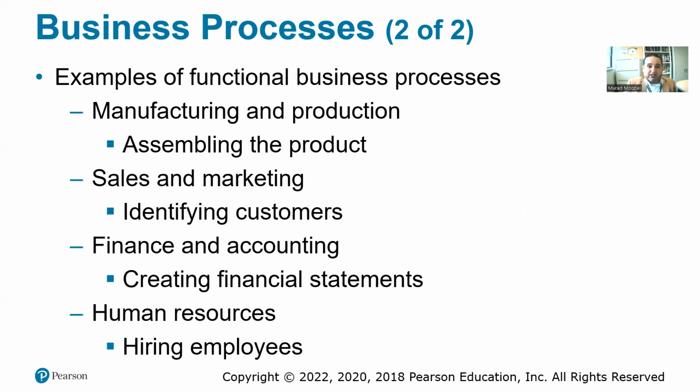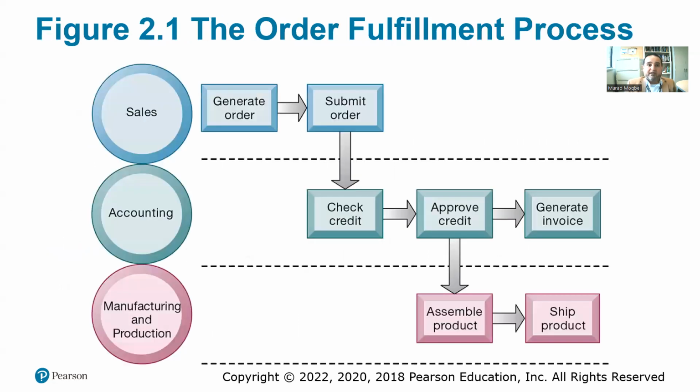So those are some examples of functional business processes. For example, in human resources, an example of a business process is hiring employees. And this is a great example of a business process: the order fulfillment process.